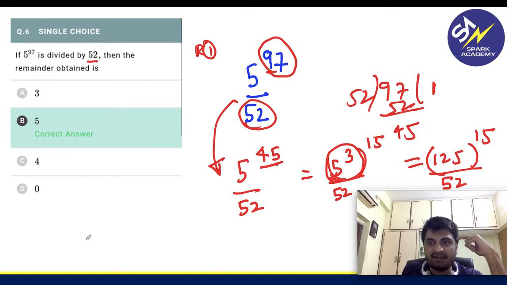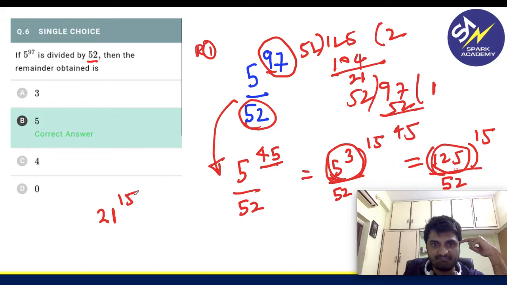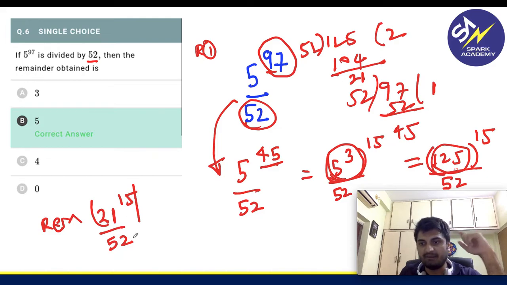Now the inside part again you are observing, right? So can I divide 125 with 52 now? 52 twos are 104. So basically I will get remainder as 21. So what I need to do is 21 power 15 whole divided by 52. So this is what I need to find out: remainder of 21 power 15 by 52. So how do I write 21 power 15 now? Again, I can write 21 into 21 into 21. This is one way of doing.